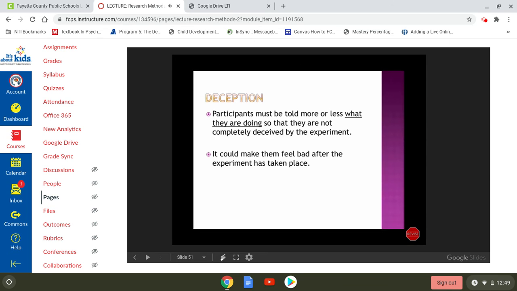So it's not like you have to tell them every single detail of the experiment, because if it's an experiment which is going to test their reaction to something, you don't want to pose a reaction post the pre-experiment which is going to make them want to react in a certain way. But you have to tell them more or less what is going on.